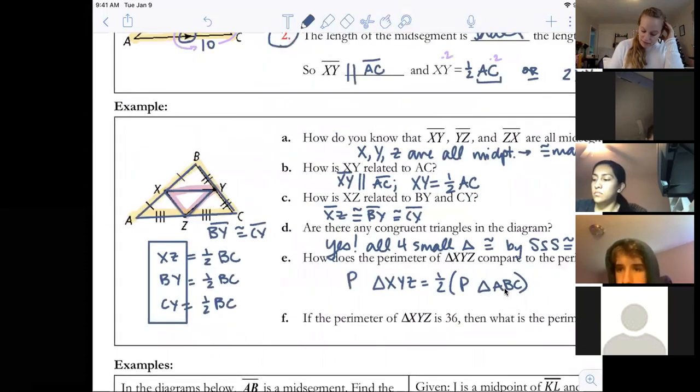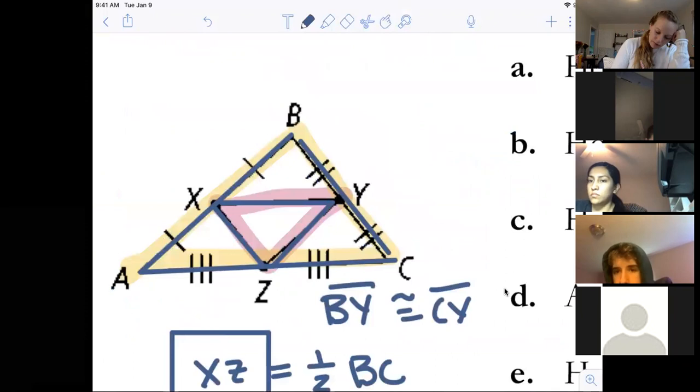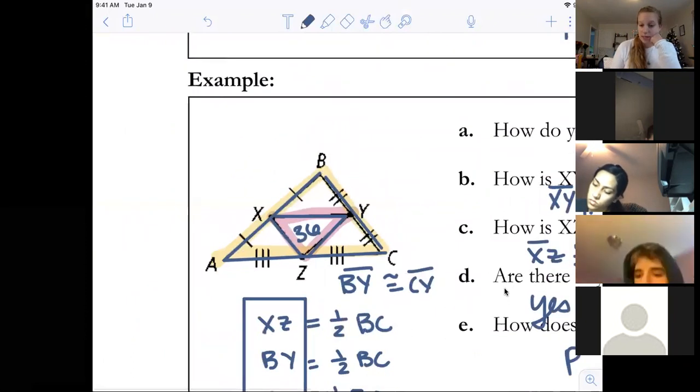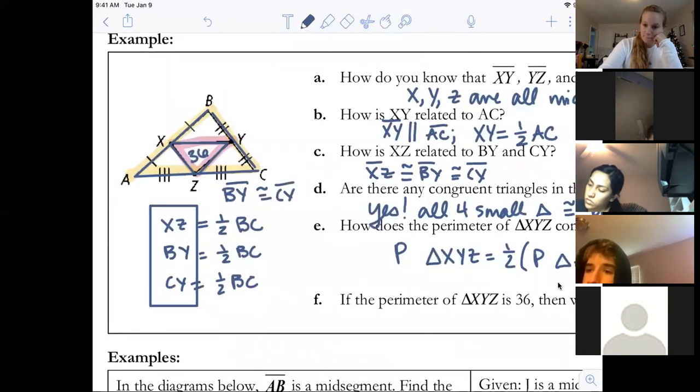So the letter F says if the perimeter of XYZ is 36, then what is the perimeter of ABC? The perimeter of XYZ is 36. What's the perimeter of ABC? How do I find it? Divided by 2? XYZ, should I divide that by 2? That would give me a smaller... Multiply by 2. Good.